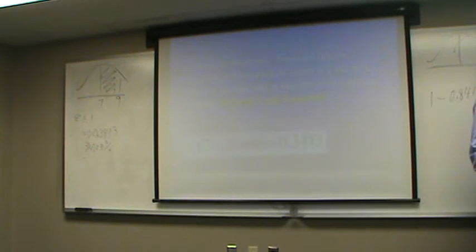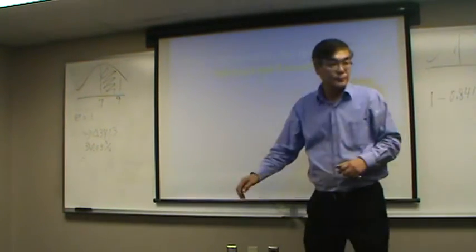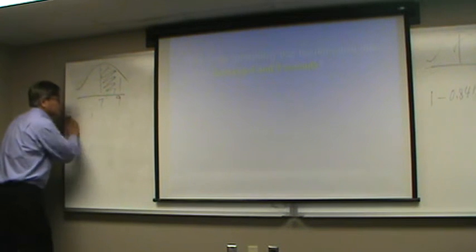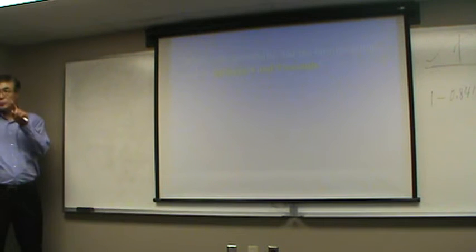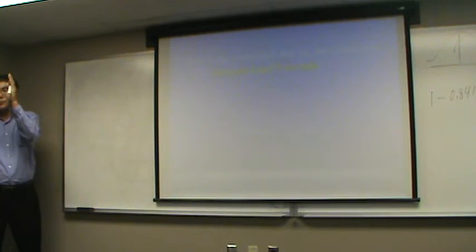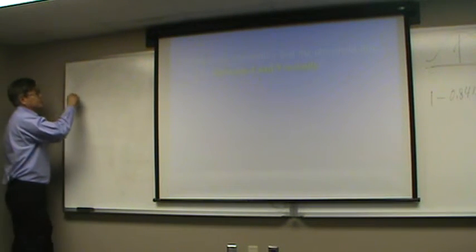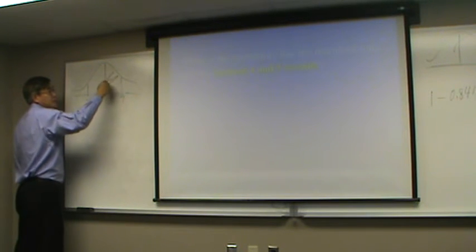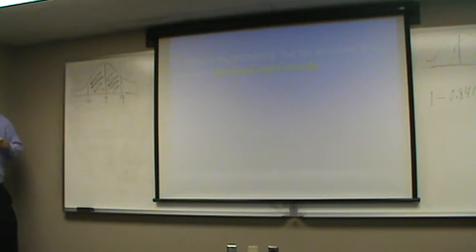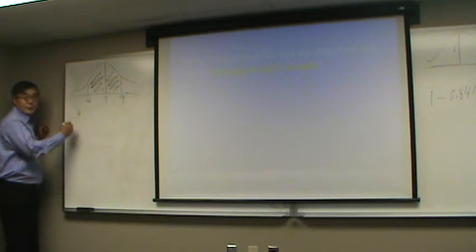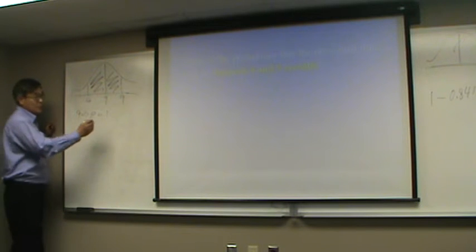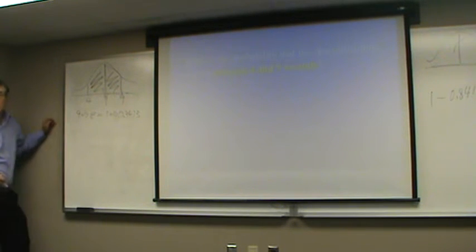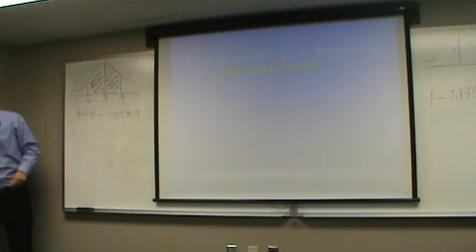But how about between 4 and 9? I recommend drawing the picture, then determining the area, and based on that area, finding the probability. 7 here, 4 here, 9 here: this area plus this one. We already have 9, where z equals 1, and from that the area is 0.3413.